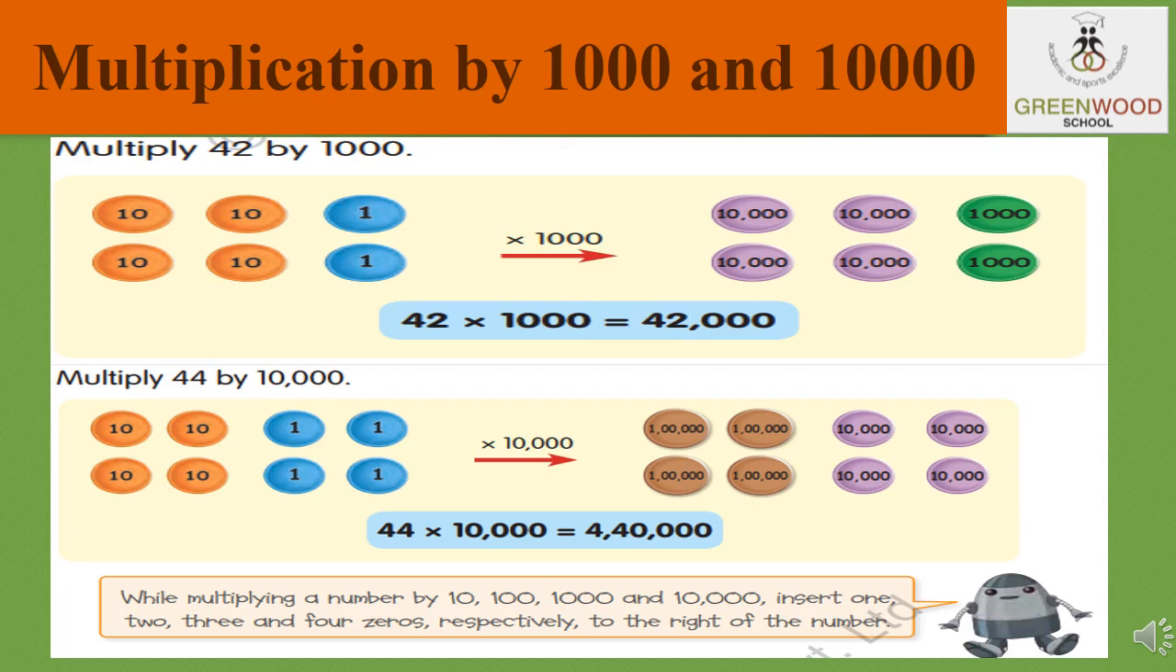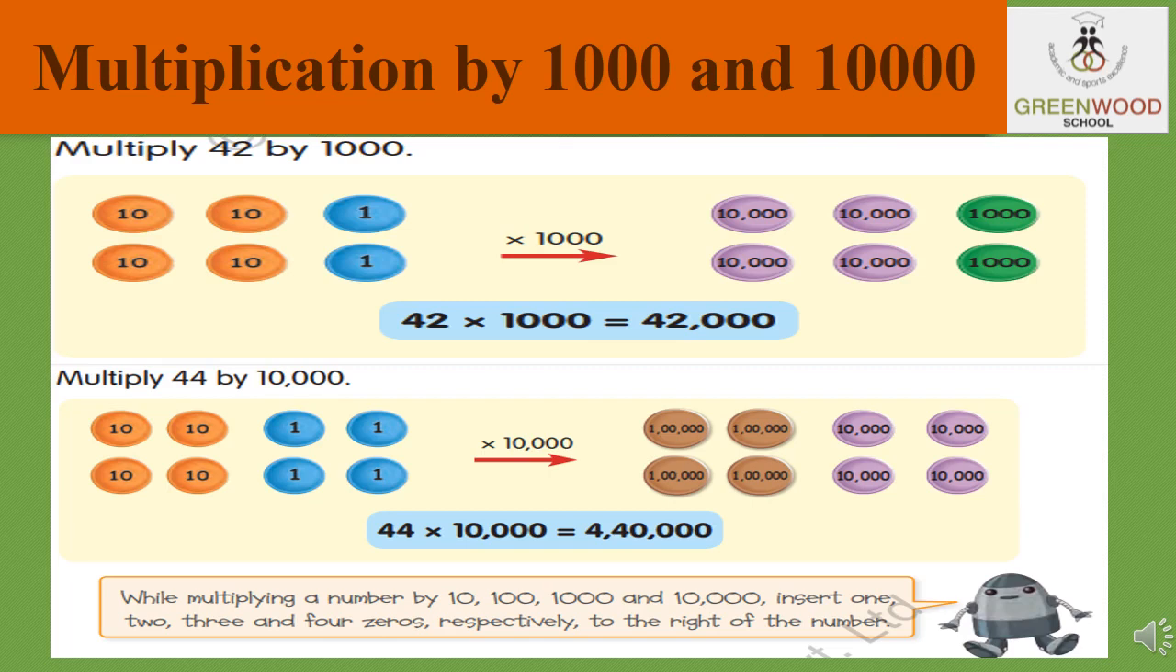Now next example. Multiply 44 by 10,000. Split 44 into 4 ones and 4 tens. 10 into 10,000 is equal to 1 lakh, and 1 into 10,000 is equal to 10,000, and the total of that answer is 4,40,000. Now what pattern can you see?